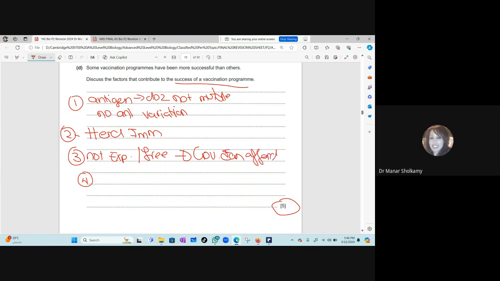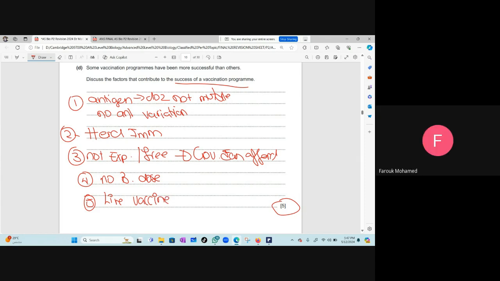Do we need a booster dose or we don't, and does this affect the success of a vaccination program? If you don't, it's more likely to be successful. Yes, no booster dose. Now, which vaccination will be more successful, using a live vaccine or a dead vaccine, a dead pathogen in the vaccine? A live vaccine is better, but of course there are drawbacks, but a live vaccine is stronger. It will give you a stronger immune response.